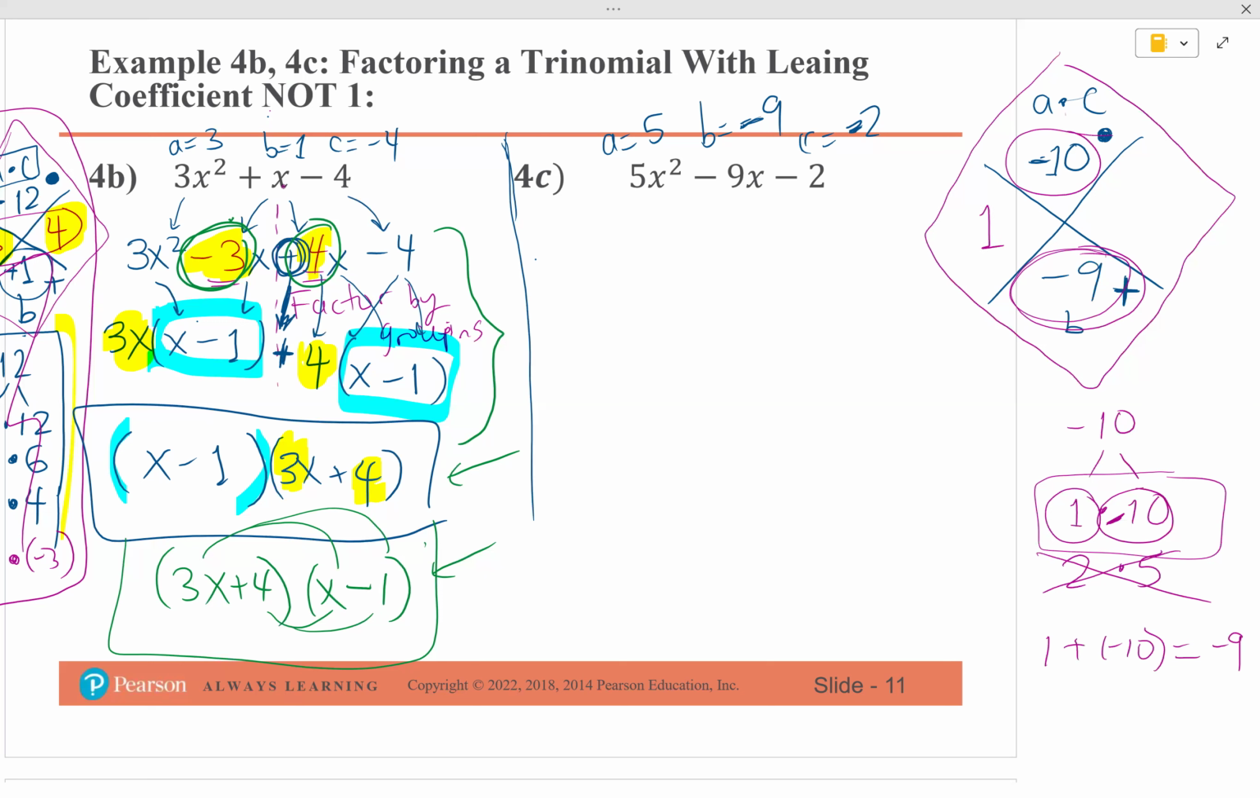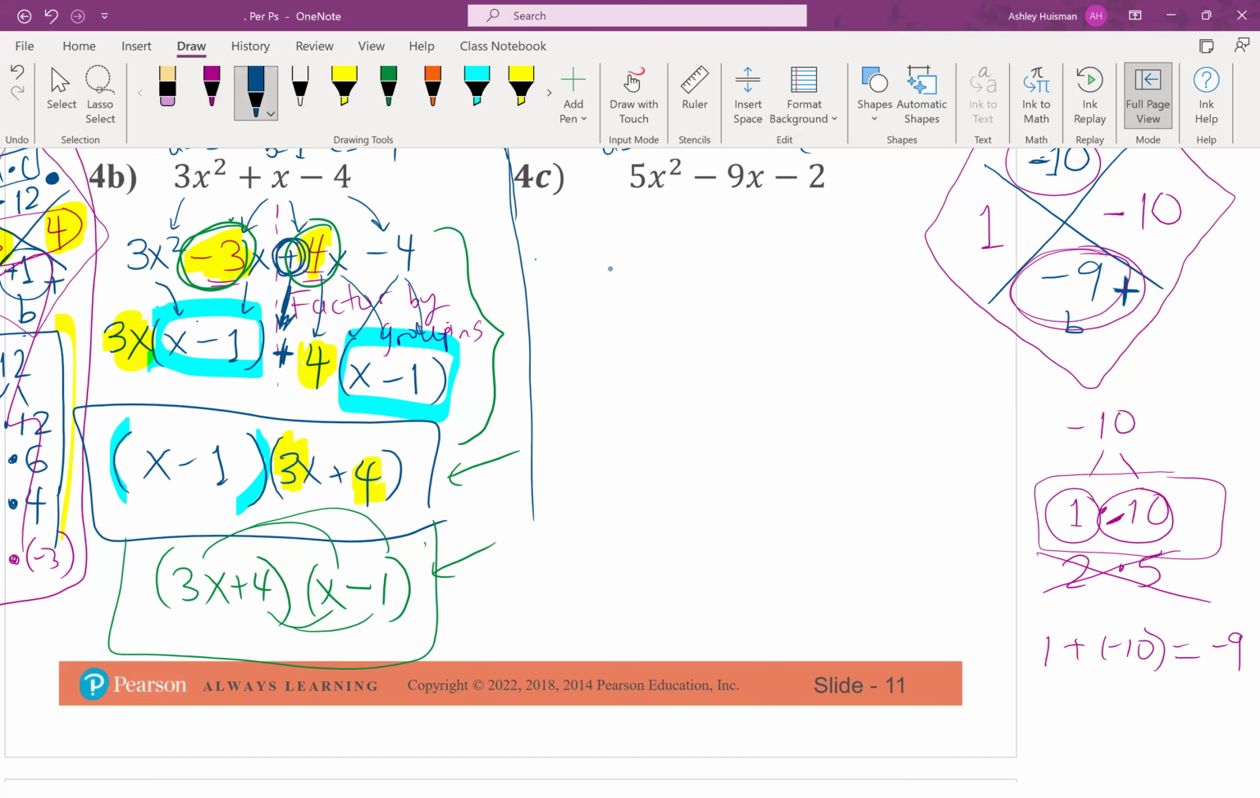Just because I happen to write the 1 on the left and the 10 on the right, that's how I'm going to write it here, but you could always switch those. You put the -10 on the left and the 1 on the right. Your answer is going to be correct no matter how you do it.